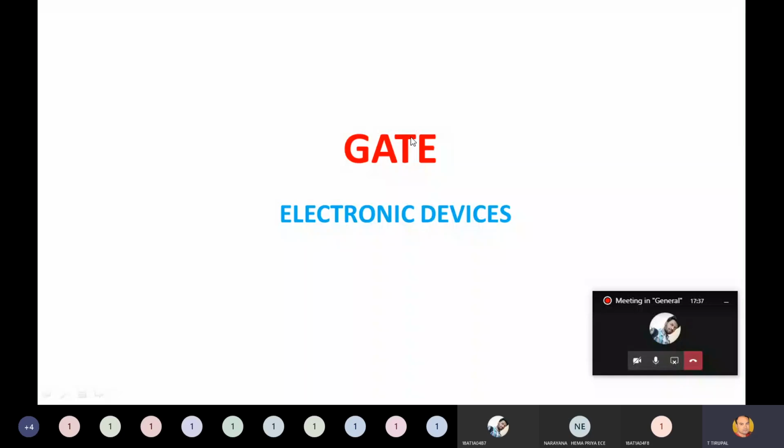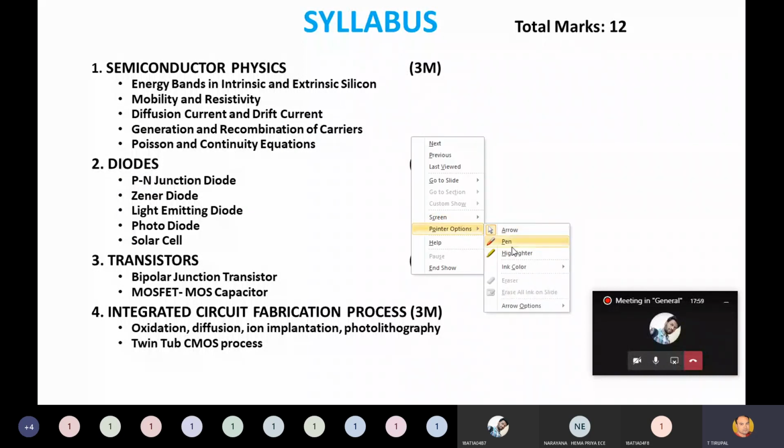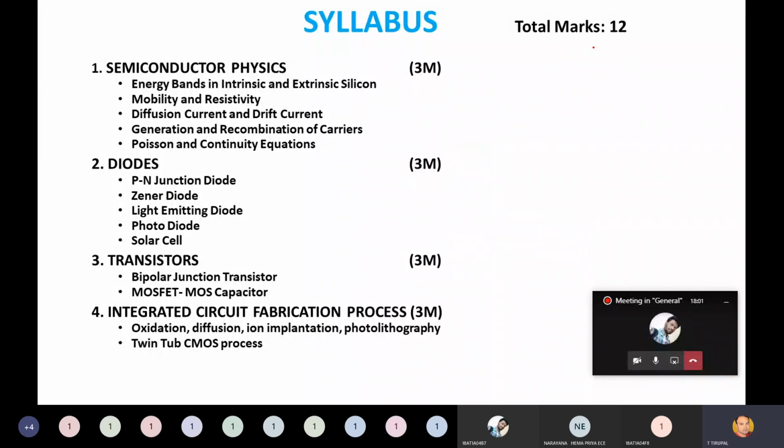Devices, most probably the syllabus of electronic devices. We have complete electronic devices, and it has been divided into four parts: semiconductor physics, diodes, transistors, and integrated circuit fabrication process. In electronic devices and circuits, the total marks coming in the GATE examination is 12 marks.